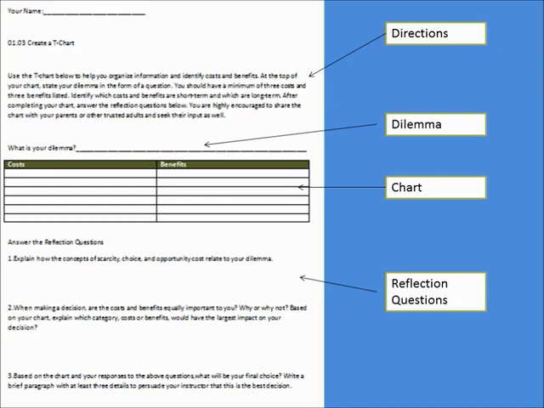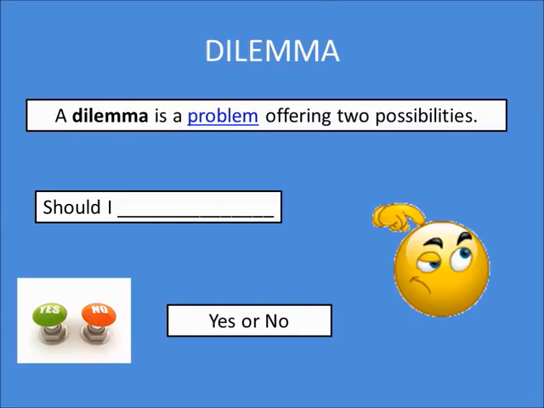When you click on that, it's going to open up this page here that shows you your T-chart. It's going to open up in a word processing document. It's going to give you directions, your dilemma, your T-chart, and then the reflection questions. So let's go through these.